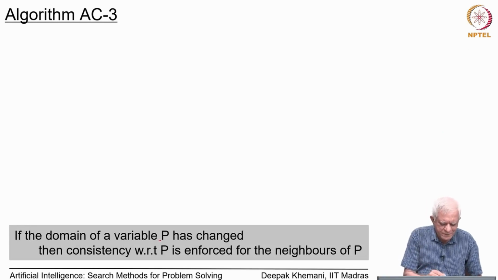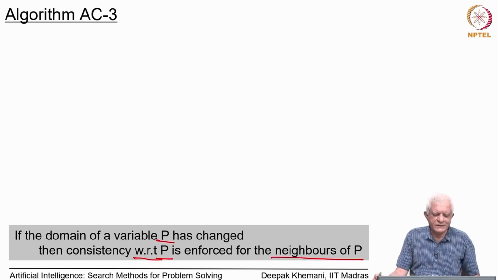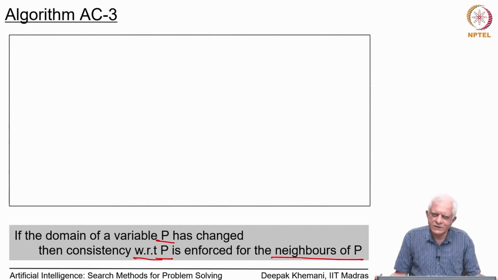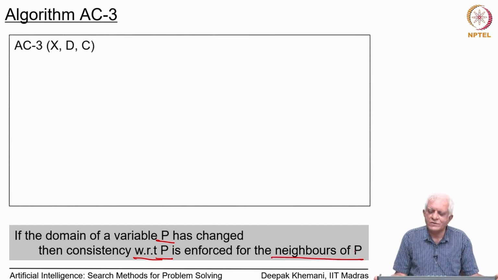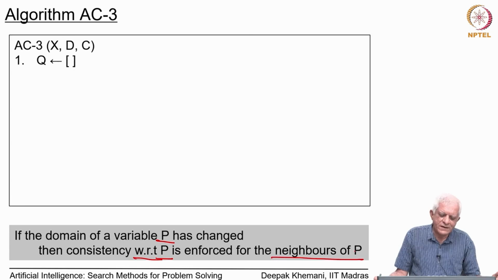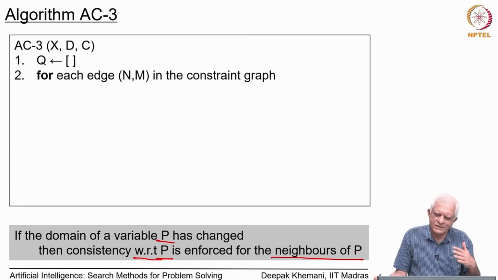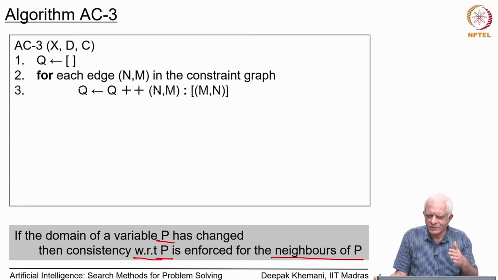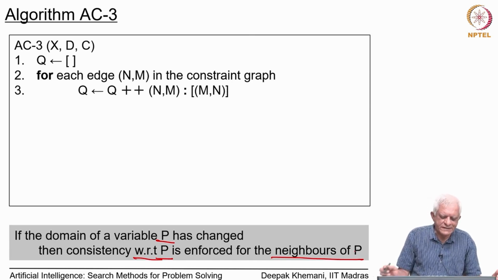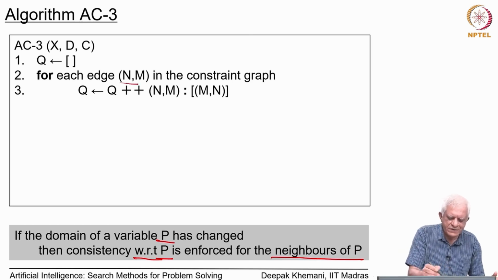If the domain of a variable P has changed, then consistency with respect to P is enforced for the neighbors of P. That is the basic idea of AC3, and we do that by maintaining a queue of edges that we want to look at, and not just the queue of edges, but a queue of one direction in each edge. Initially, we have the empty queue, and then for each edge NM in the constraint graph, we add them to the queue essentially.